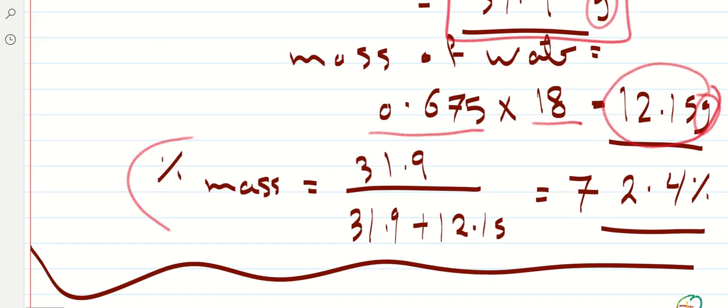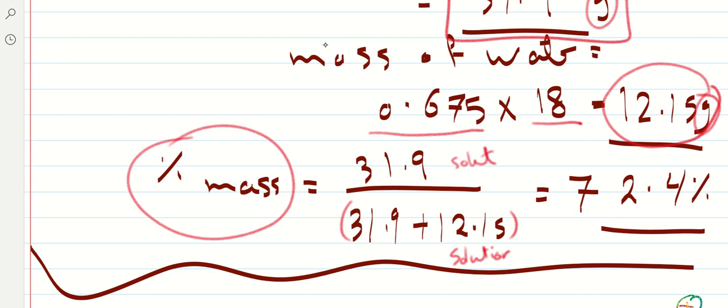Just put them in to get the percent mass, which is mass of solute divided by total mass of solution, which is both of them together. Of course, multiply by 100 because we want to calculate percentage. So do it with your calculator. You're going to find the same answer, but please don't forget to add the bracket here.